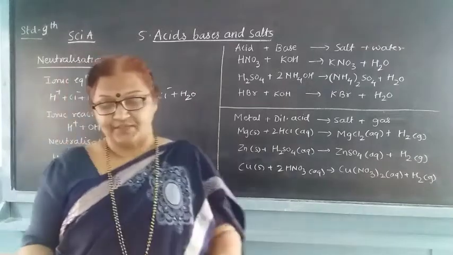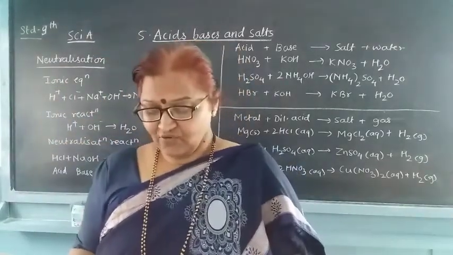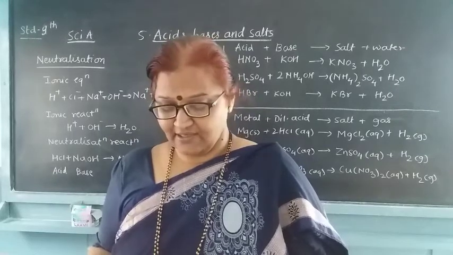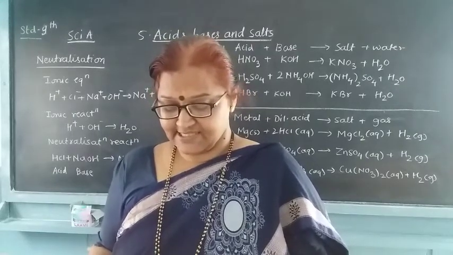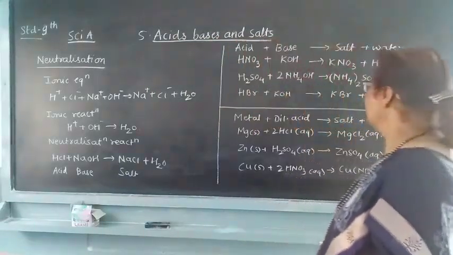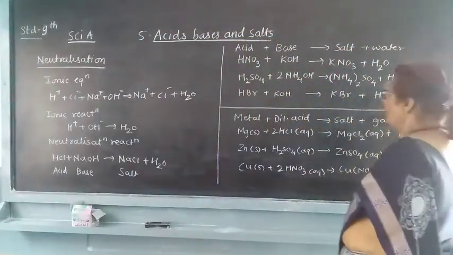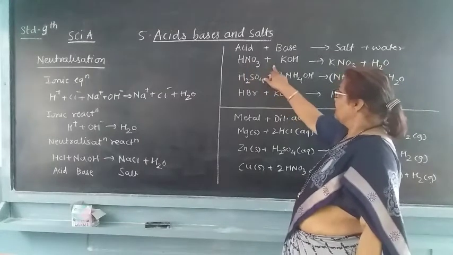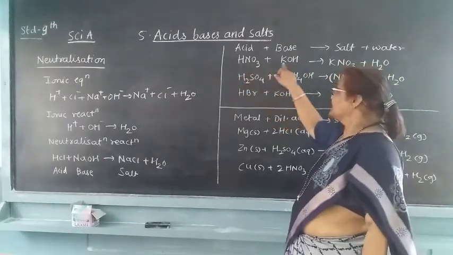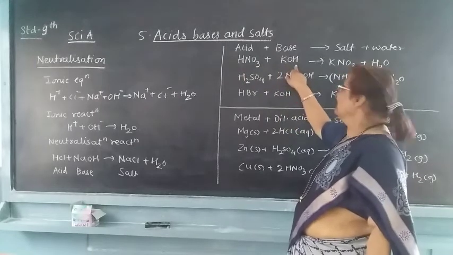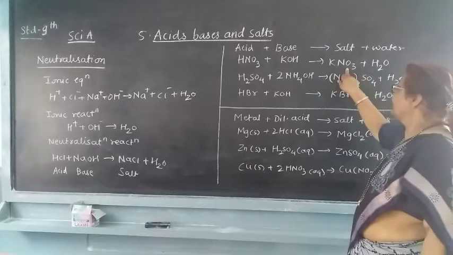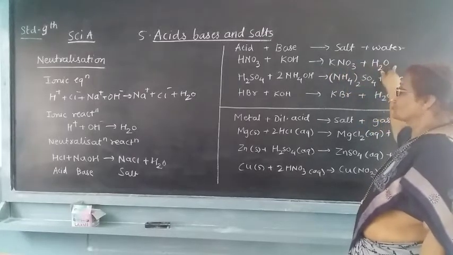Then see, complete the following table of a neutralization reaction and also write down the names of the acids, bases and salts. See here, I have given some acids, bases, salts and water. HNO3 plus KOH. HNO3 is nitric acid. KOH is potassium hydroxide. There is a formation of potassium nitrate plus H2O.